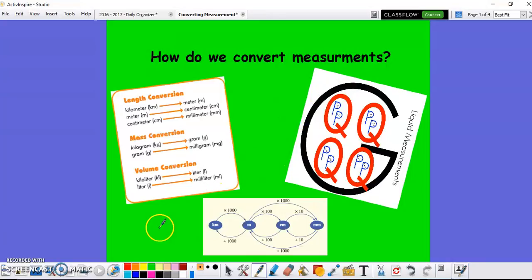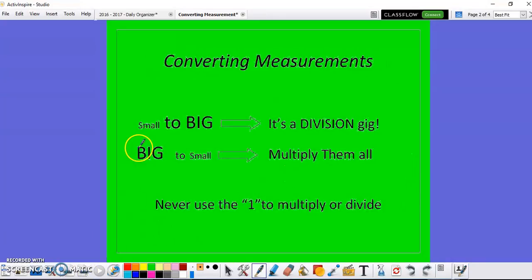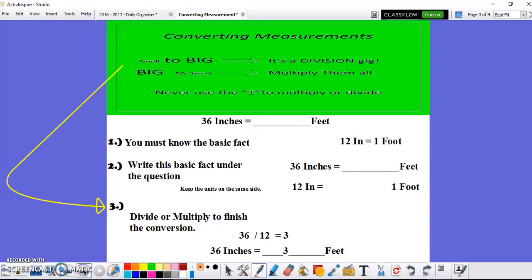Here's something that you'll have to know and memorize. Small to big, it's a division gig, and big to small, multiply them all. Right now that doesn't mean much to you, but when applied to these following three steps, you'll know what I mean when I say small to big, it's a division gig, and big to small, multiply them all.